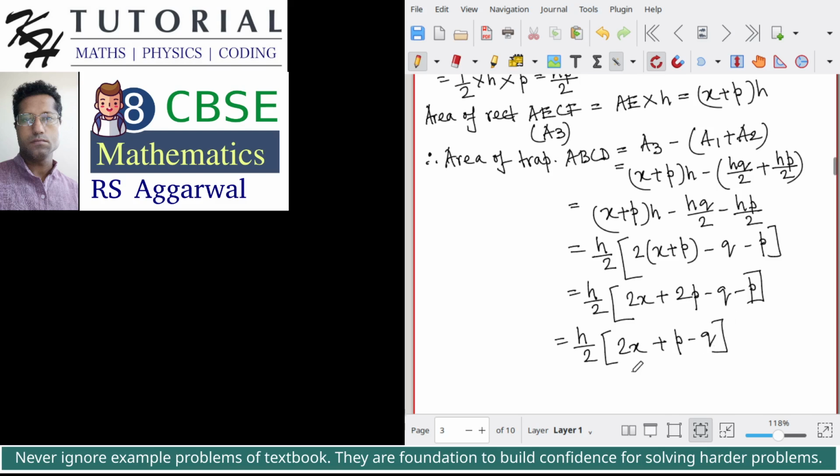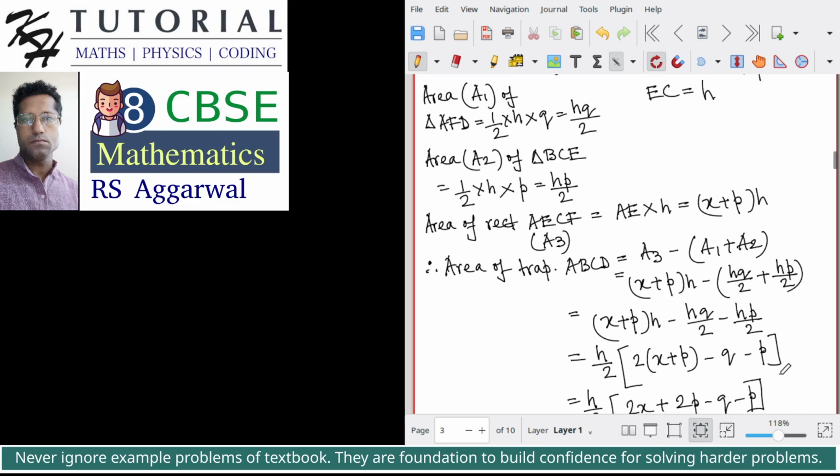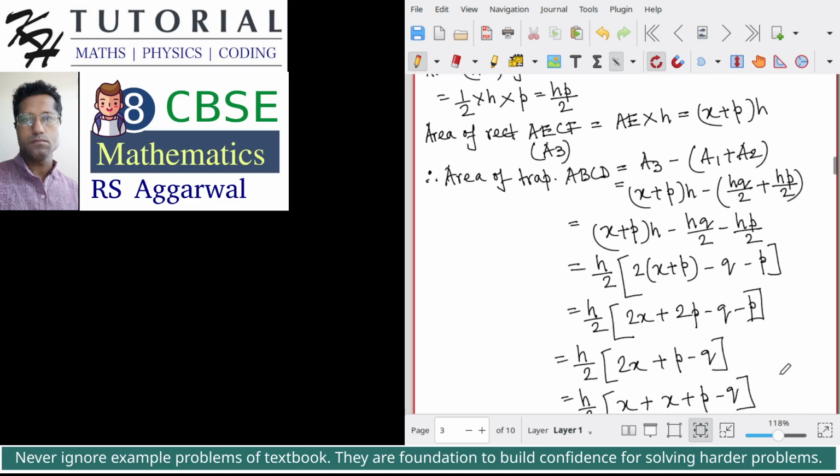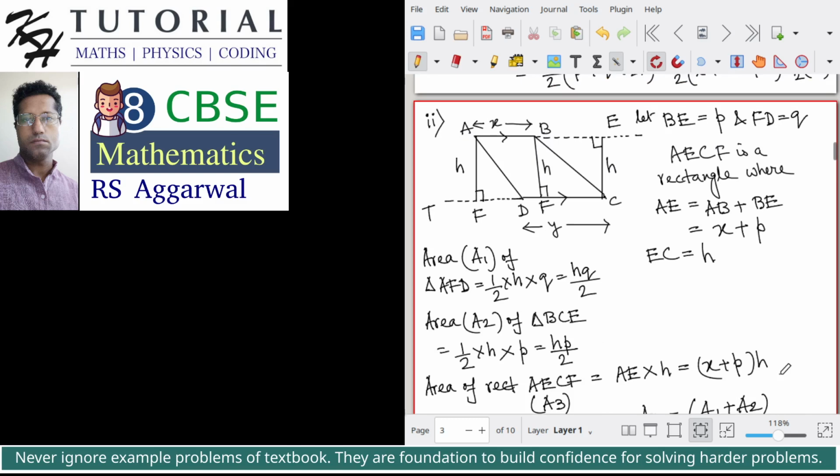Okay, this is equal to H by 2, 2X we are writing as X plus X, so you have X plus P minus Q. Now, what is X plus P minus Q? What is X plus P minus Q? Now, in this figure, what is X plus P minus Q?